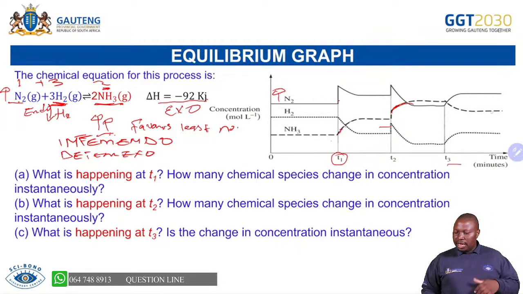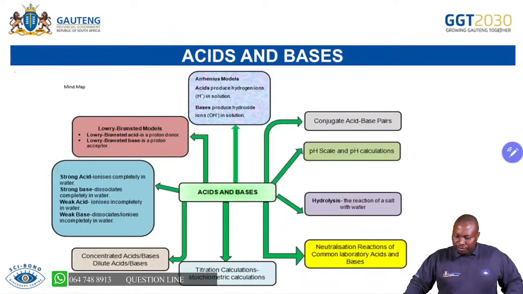Then you know that, okay, we increase temperature. But if the forward direction was favored, you will have seen that we have decreased temperature, because decreasing temperature favors exothermic. So practice as many questions. I know it will be helpful to yourself.